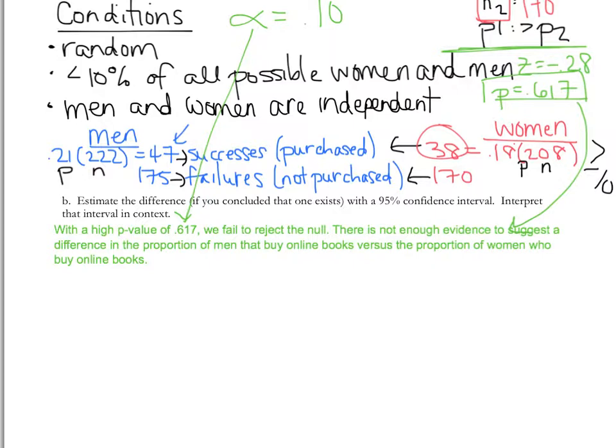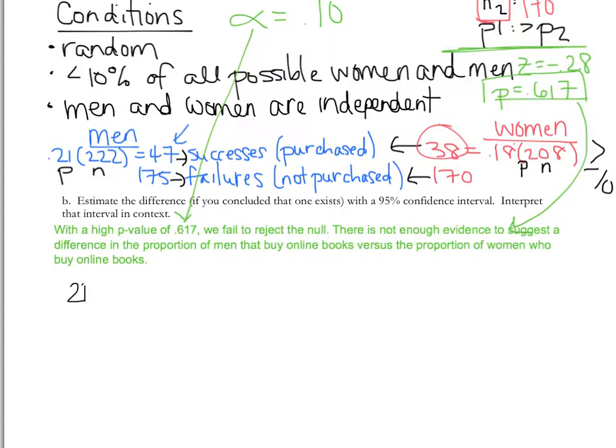Part B, estimate the difference if you concluded that one exists with a 95% confidence interval. Interpret that interval in context. We didn't think that there should be a difference from the hypothesis test, so we'll confirm that with our confidence interval here. We have already checked our conditions, so we don't need to check them again. So we are going to go ahead and create a confidence interval here.